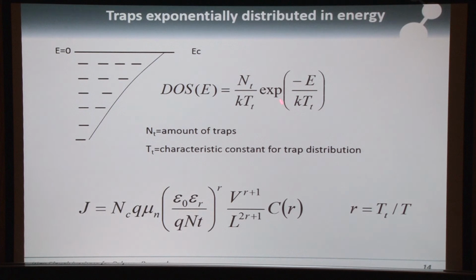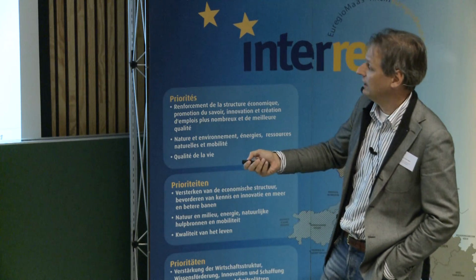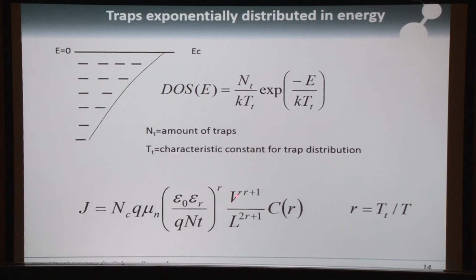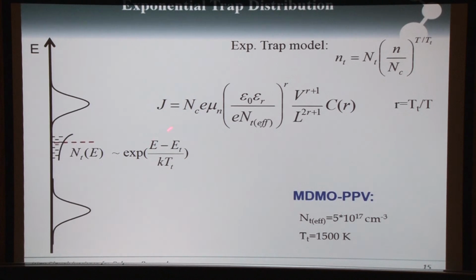So that number says something about the shape of this exponent, if it's a slow one or a very steep one. And if you do the mathematics, you can calculate the IV. That has been done already in the early 60s. And then you find the voltage to the power something, where that something is basically the trap temperature over T plus 1.